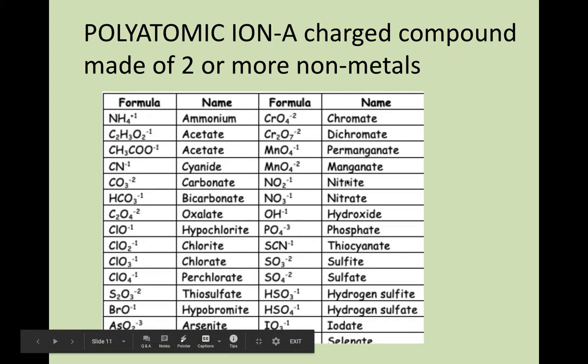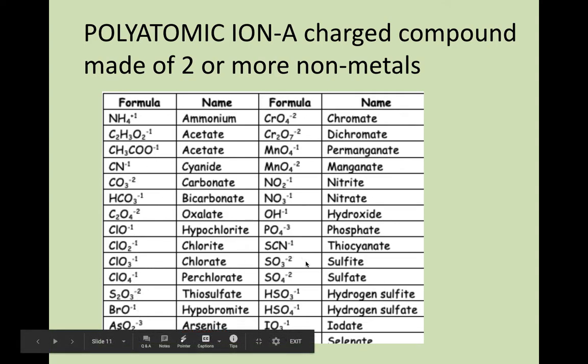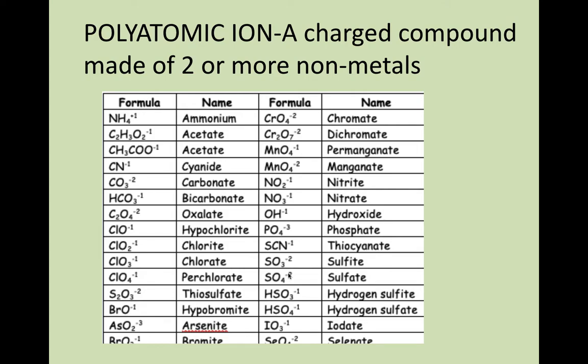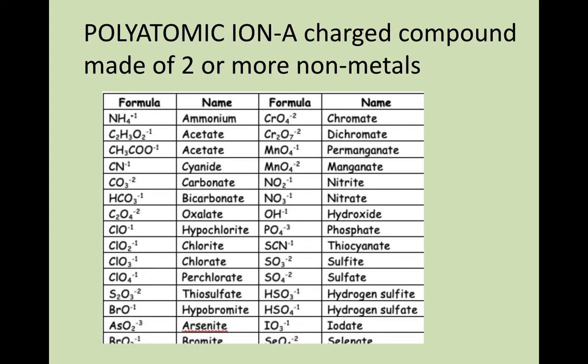Here we have NO2, nitrite, NO3, nitrate. So those are the things we want to keep looking out for. And the charges are there as well. The charges typically do stay the same, so sulfite and sulfate both are going to have the -2 charge, okay? But I'm not making you memorize this, all right?